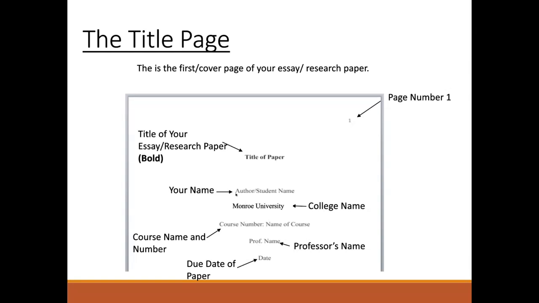Then below it, you have your name. Then you have Monroe University. Then you have the course number and the course name, your professor's name, and the due date of when the paper is due. So if you submit your paper a little early or a little late, you're not going to put that date. You're going to put the date of when the original paper was due.